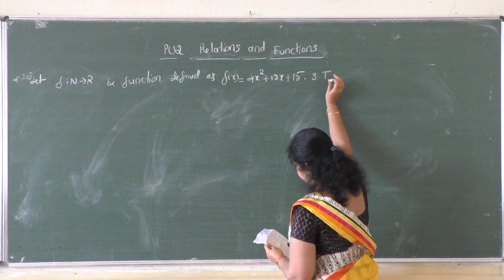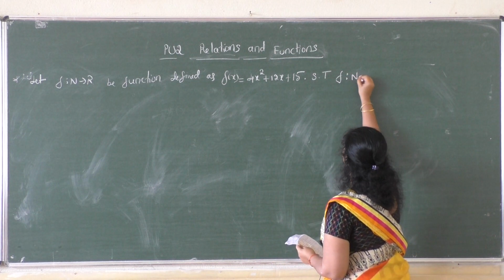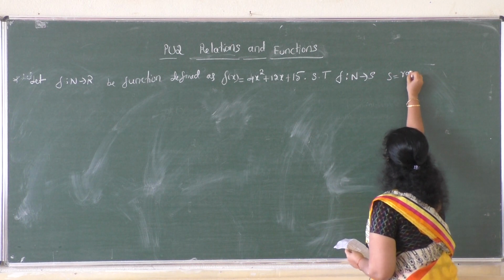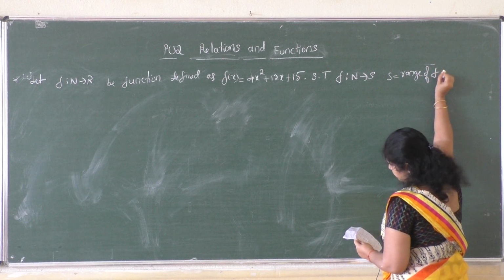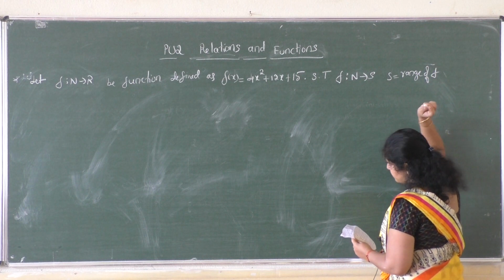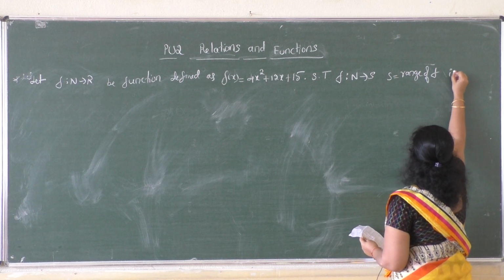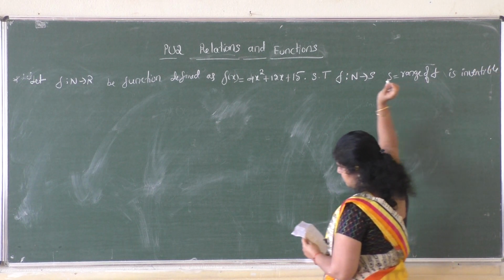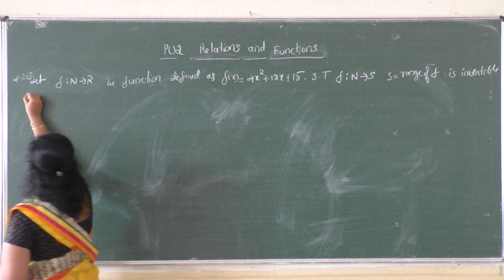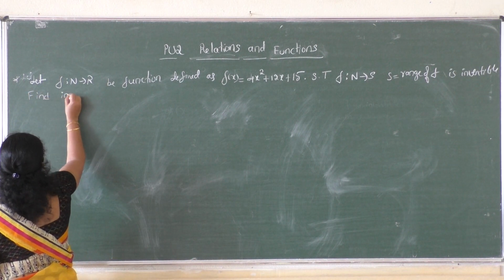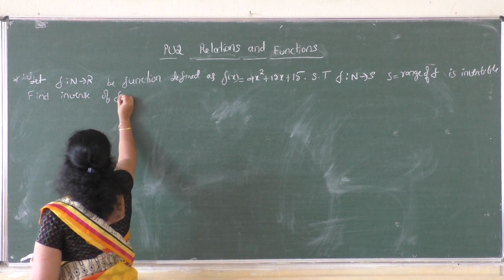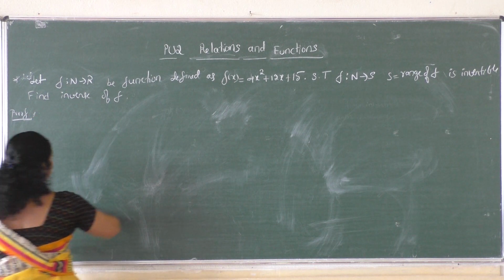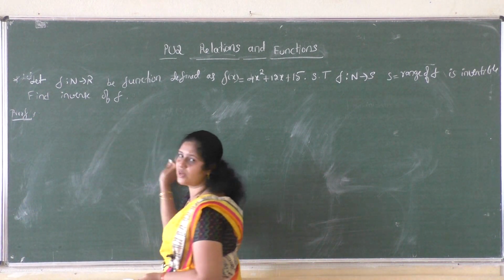Show that f from N to S, where S equal to range of f, is invertible, and find the inverse of f. We have to prove that f is invertible and we have to find what is f inverse.